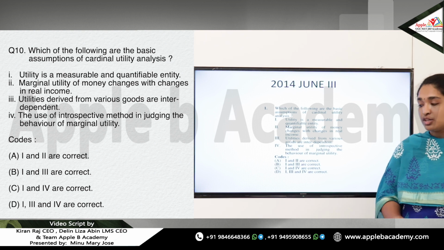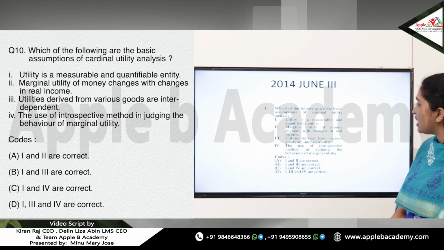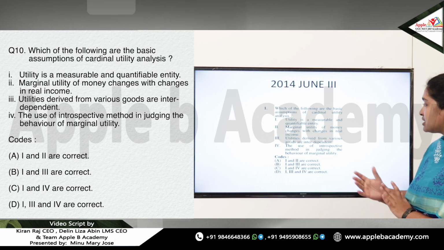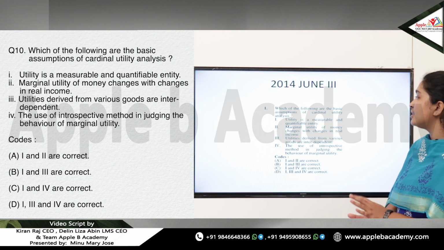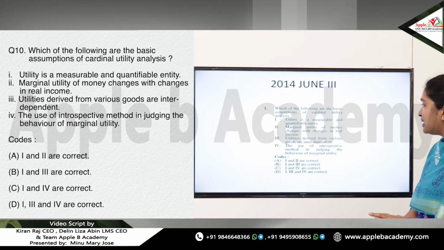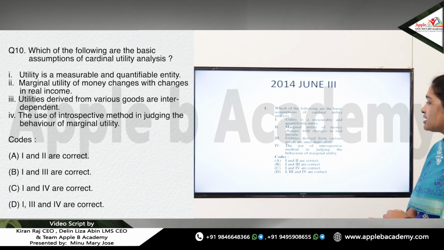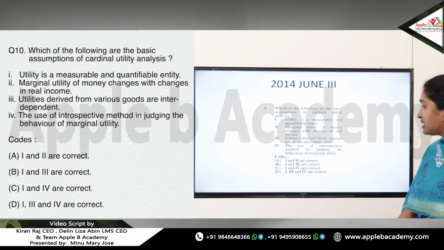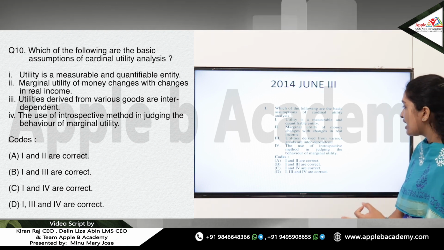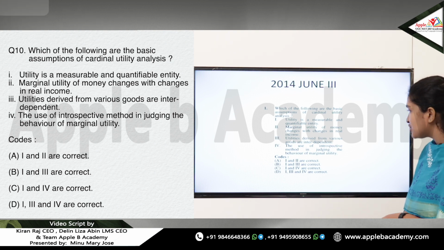Now 2014 June paper 3. The question is, which of the following are the basic assumptions of cardinal utility analysis? So this is based upon the assumptions of marginal utility or cardinal utility analysis. The first one is utility is a measurable and quantifiable entity. Second one is marginal utility of money income changes with changes in real income. Third one, utilities derived from goods are interdependent. Fourth one is the use of introspective method in judging the behavior of marginal utility.